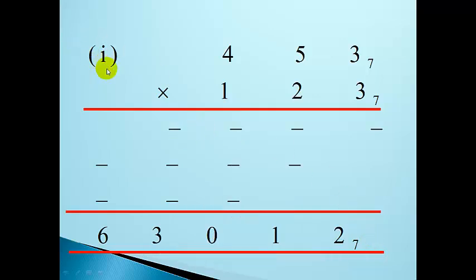Now, with the example in II, we are given 4, 5, 3 base 7 to multiply by 1, 2, 3 base 7. And I give this to you as an exercise to solve. That is, multiply 4, 5, 3 base 7 by 1, 2, 3 base 7. The answer is 6, 3, 0, 1, 2 base 7. So try and see if you can multiply 1, 2, 3 base 7 by 4, 5, 3 base 7 to get 6, 3, 0, 1, 2 base 7.